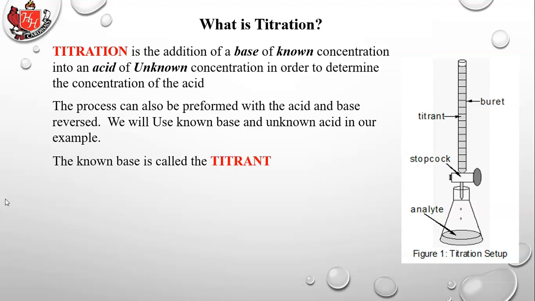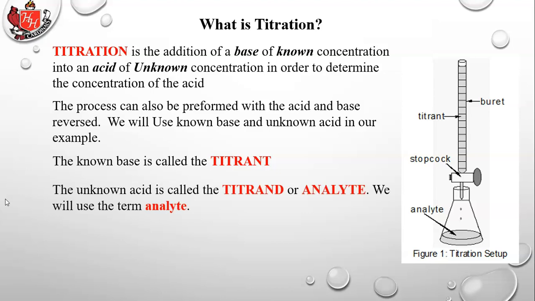And that's in a piece of glassware called a burette. It's a long, narrow piece of glassware. It has a little knob at the end. They call it a stopcock, and you can open and close it to let the titrant drip down into the flask that you see below.